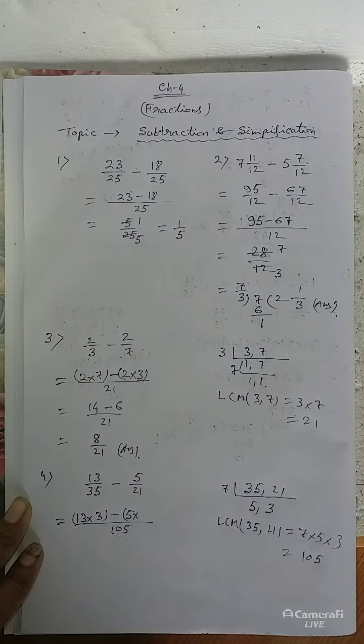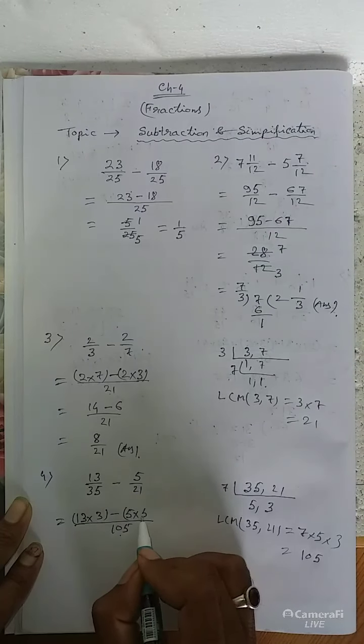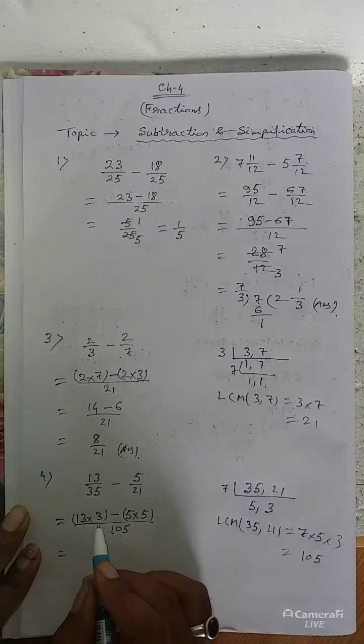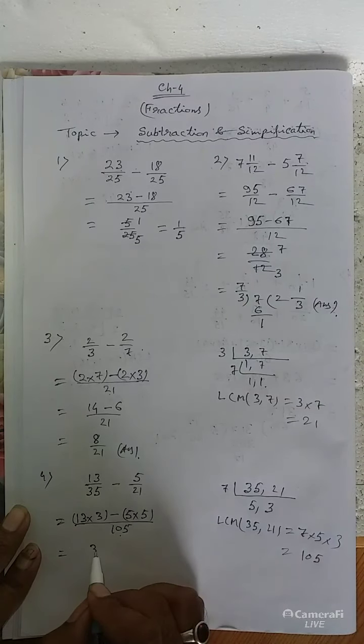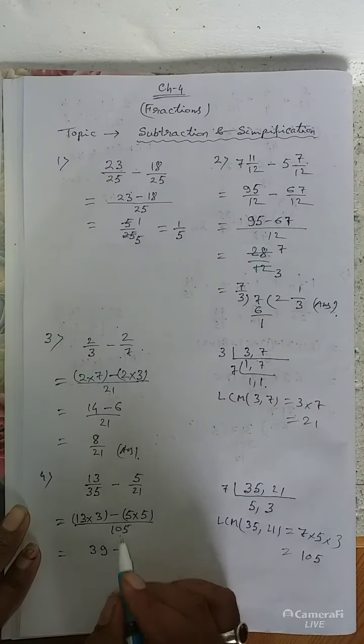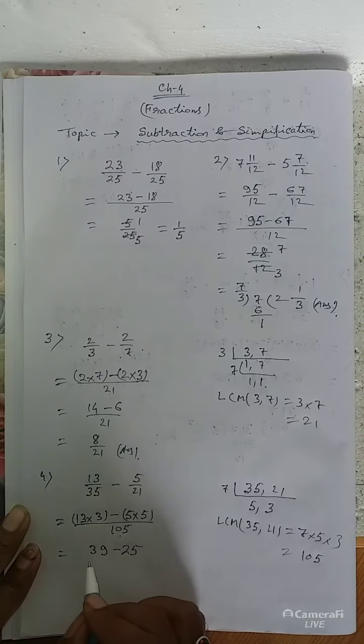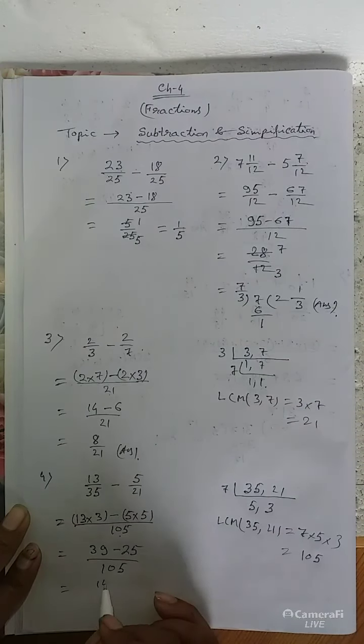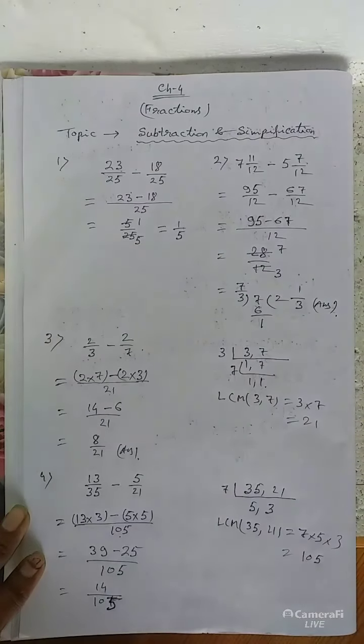If we divide 105 by 21, we get 5. Now multiply first, 3 13s are 39 minus 5 5s are 25 by 105. Now subtract. By subtracting we get 14 by 105.